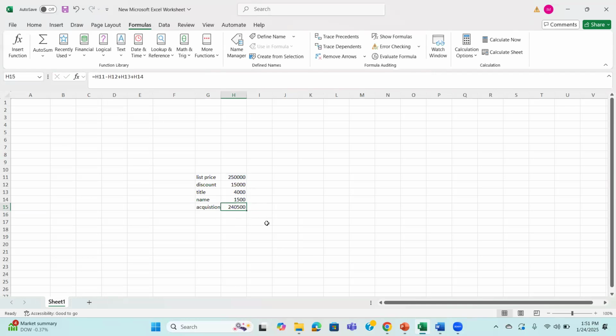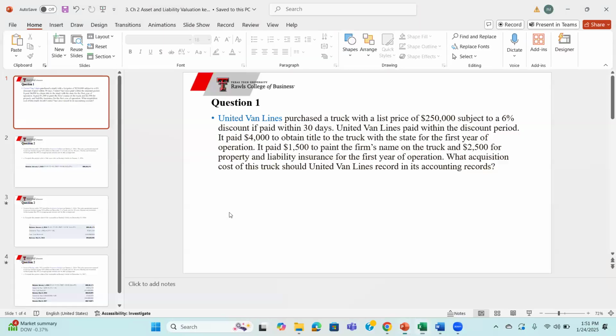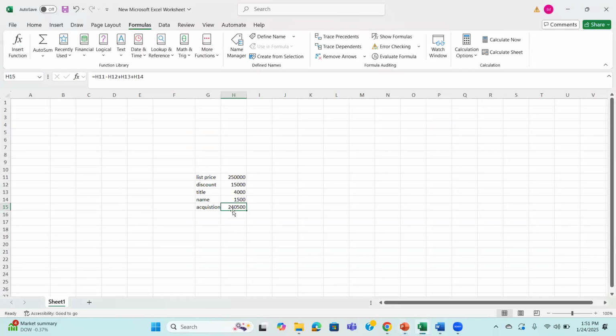So overall it's 240,000 and 500, which is the main acquisition cost for the accounting record. So instead of recording 250,000, we are going to record 240,000 and 500 to the accounting book.